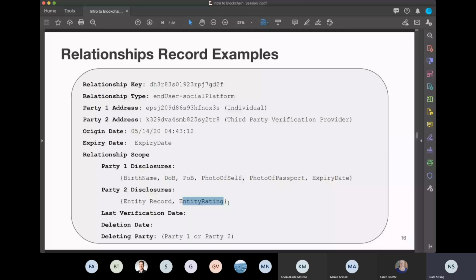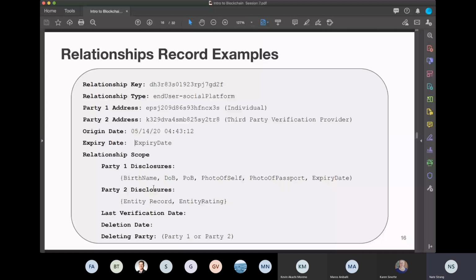Now, a couple more pieces to this relationship record. This is a little bit of a complex one, is we have a last verification date. So this last verification date is essentially going to be a record of the last time that the verification provider checked on my document. We'll have a deletion date and a deletion party. But the last thing I want to point out here is that if we look at the expiry date of this relationship record, that's actually the same as the expiry date of my passport. So what this relationship record is telling us is that once my passport expires, this record of this verification provider's approval of this information is going to expire.